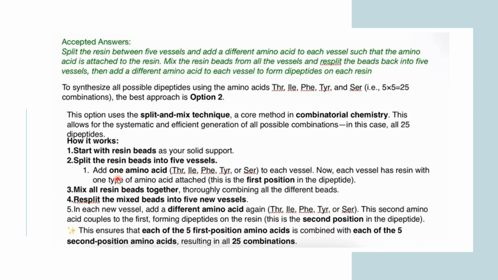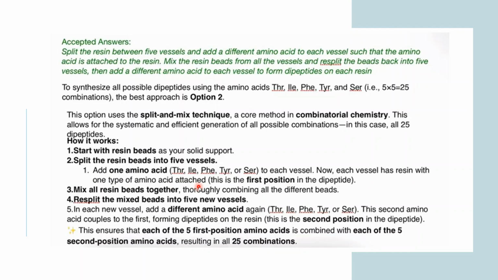So in five vessels, I am adding one of the amino acids. So now each vessel has resin with one type of amino acid attached. Right. So the first position is occupied by the one amino acid you have already added to the resin. So each of the vessels has one type of amino acid attached in the first position. Right. This much is clear.